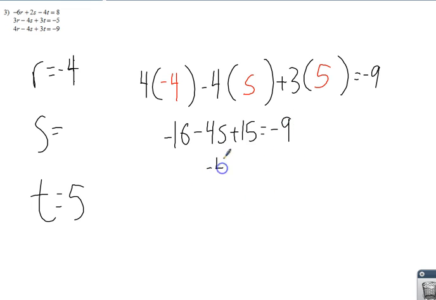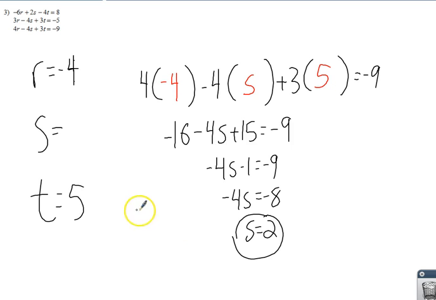Okay, I get -4s minus 1 equals -9. That's -4s equals -8. S equals 2. So now that you have this done, you are clearly able to go on to the next problem, which there isn't one. You're now ready to tackle all the work you need to. Oh, happy days are here again. Now we can do all the mathematics. Yay! Math, math, math, math.